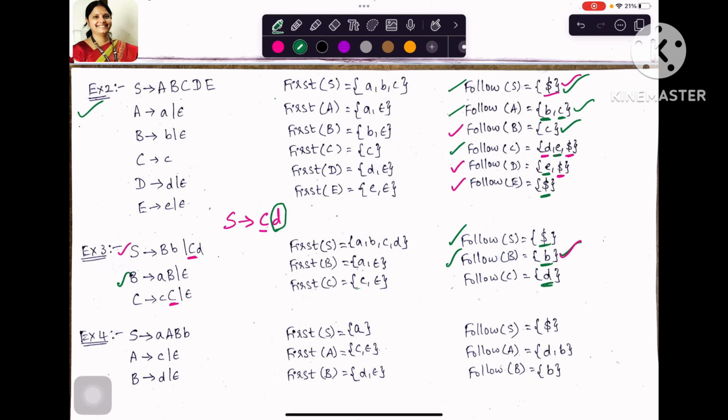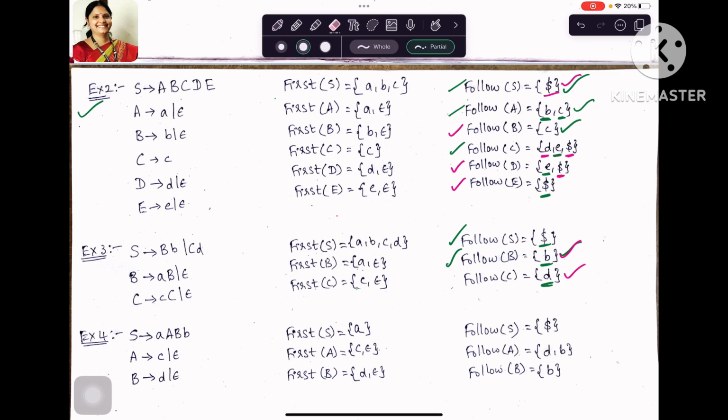Again, one more production, that is C produces CC slash epsilon. Here after C we don't find anything. That is nothing is following C. So the follow of C will become C only. So there is no need to calculate separately. So the follow of C will become D itself.